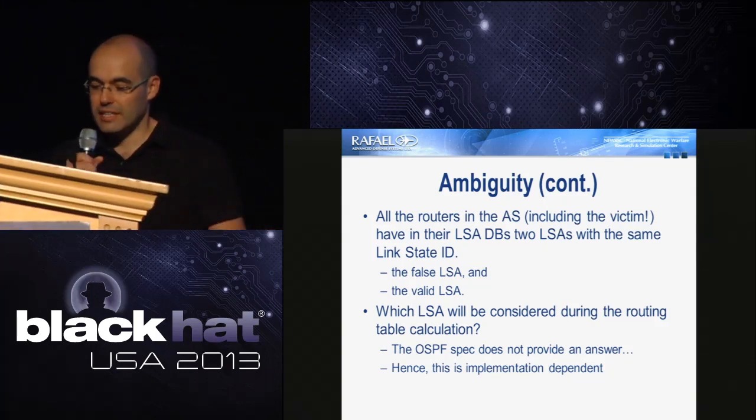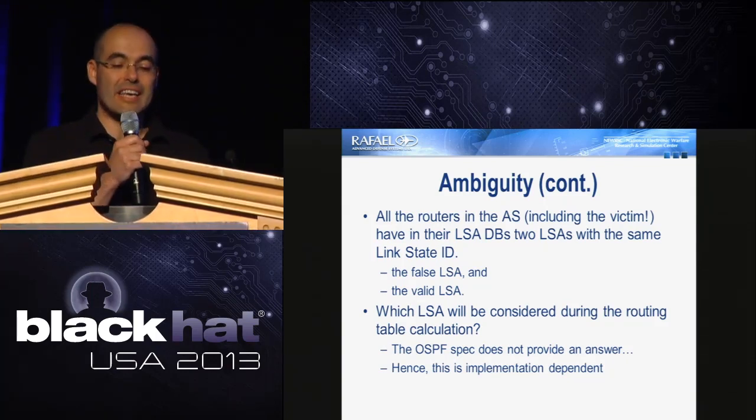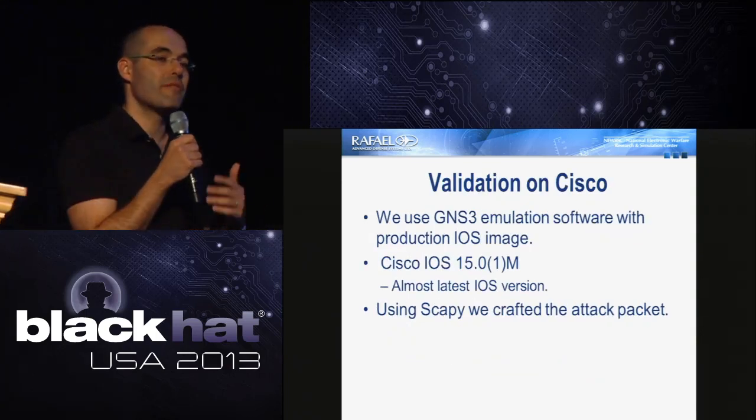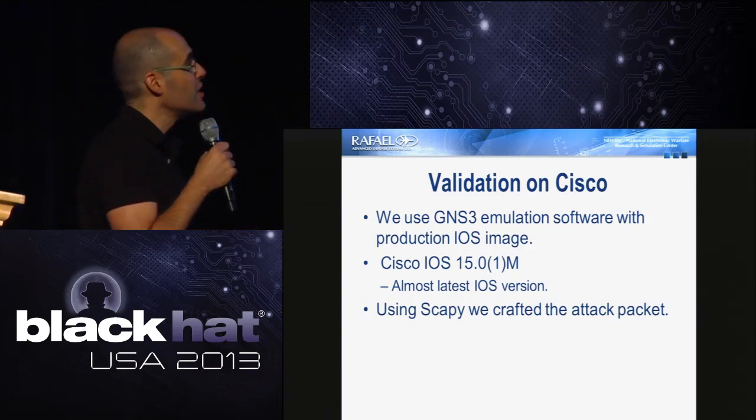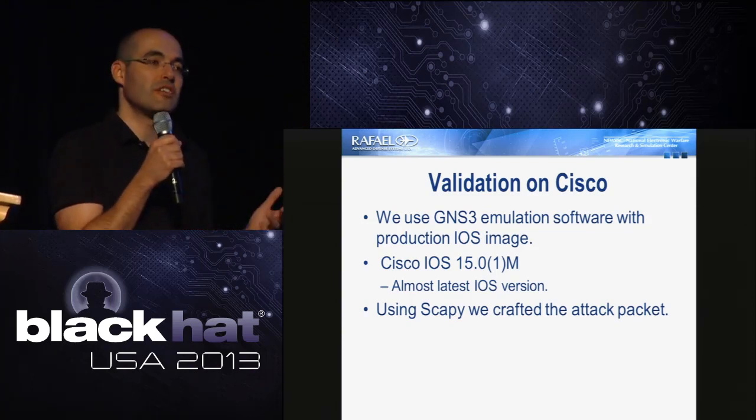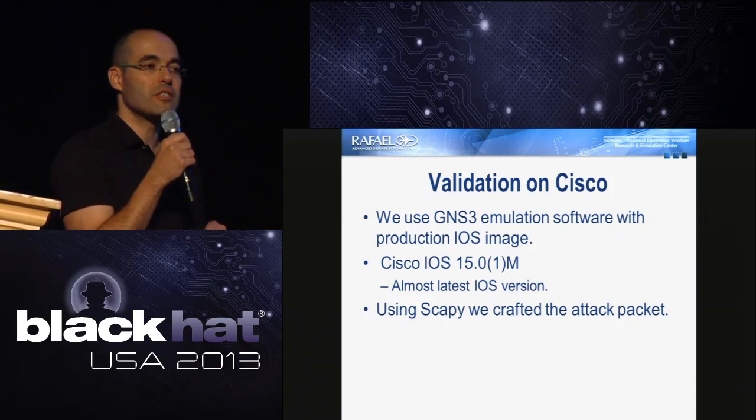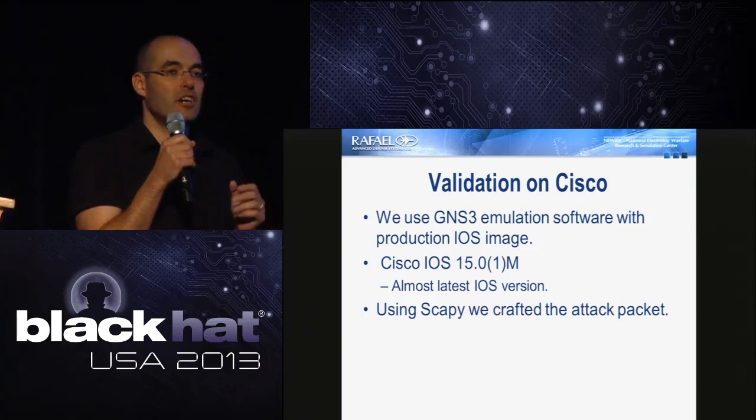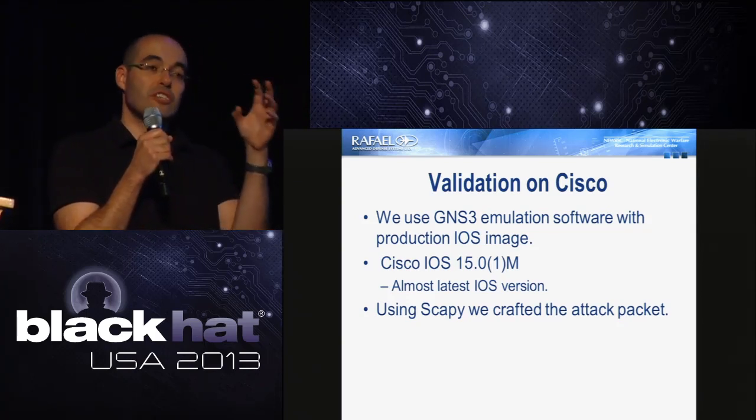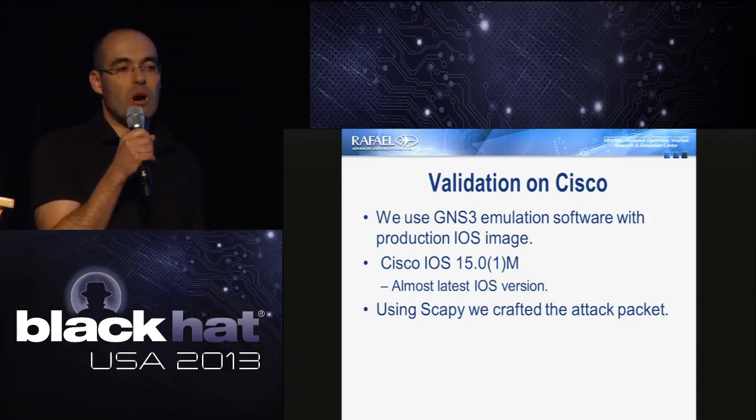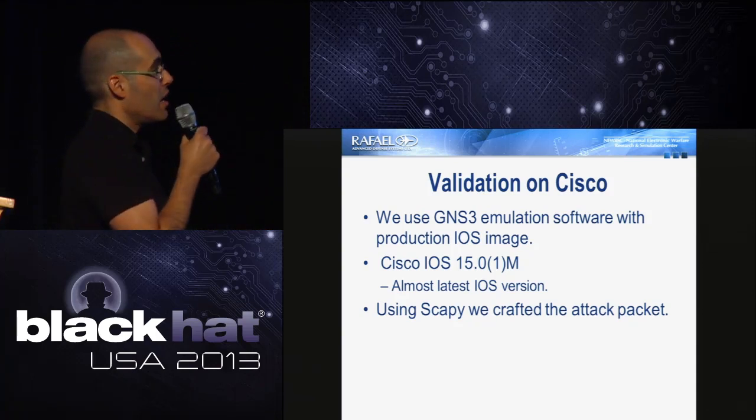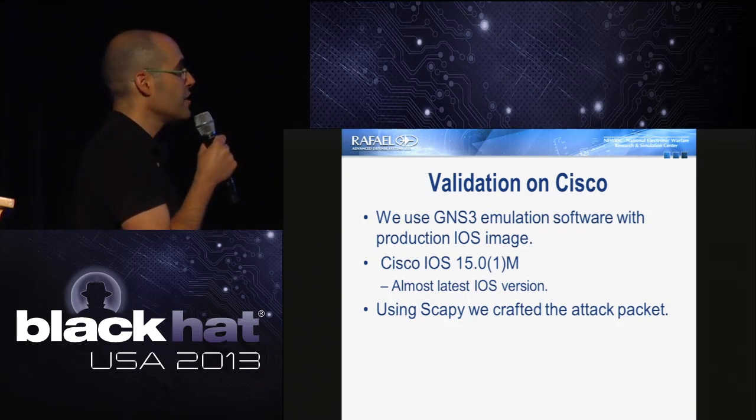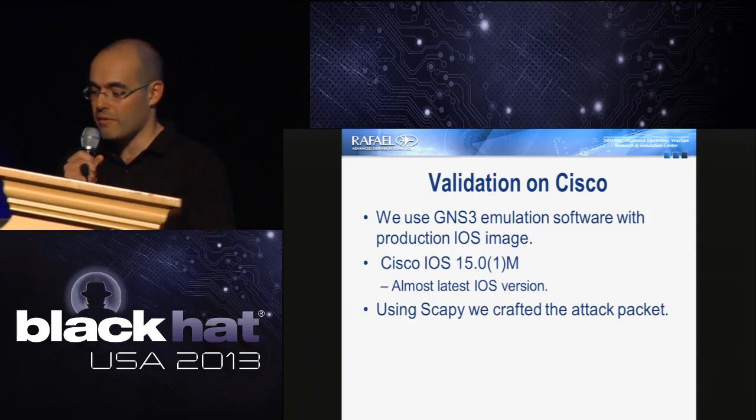And now we'll be talking about the case of the Cisco router, and let's see how the attack went on a Cisco router. In order to validate the attack, we used the GNS3 emulation software, which can emulate Cisco's IOS real production image, which is supposed to run on a router, on a PC. We used Cisco's IOS 15.0(1)M, which is almost the latest IOS version, and we used Scapy to craft the attack packet.